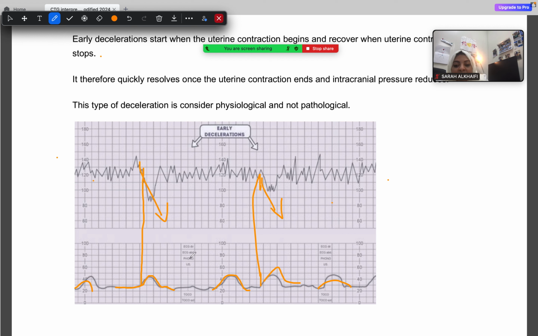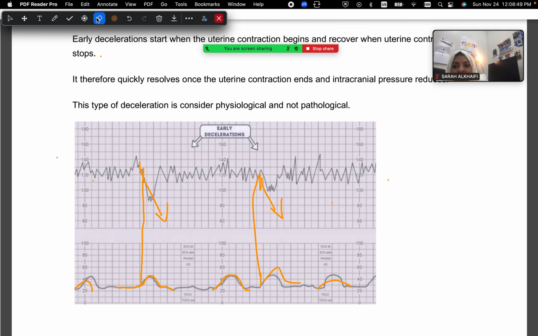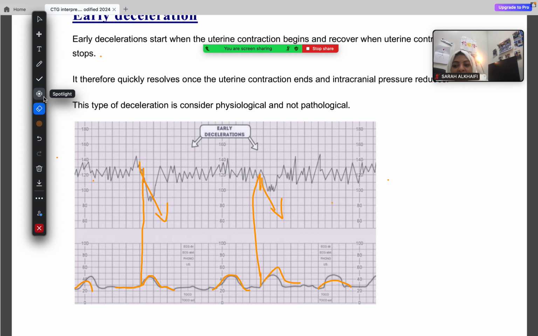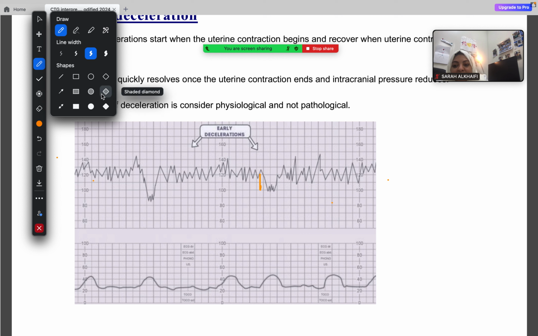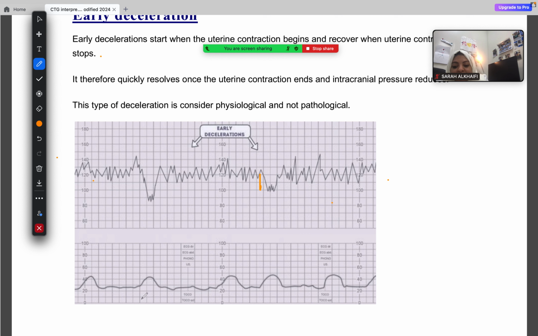So we call it early because it happened with the uterine contraction. We call it early because it happened during the uterine contraction. Sometimes we call it the mirror deceleration because it has the opposite shape of the uterine contraction. Here, the deceleration happened with the uterine contraction. Similarly here. Okay.